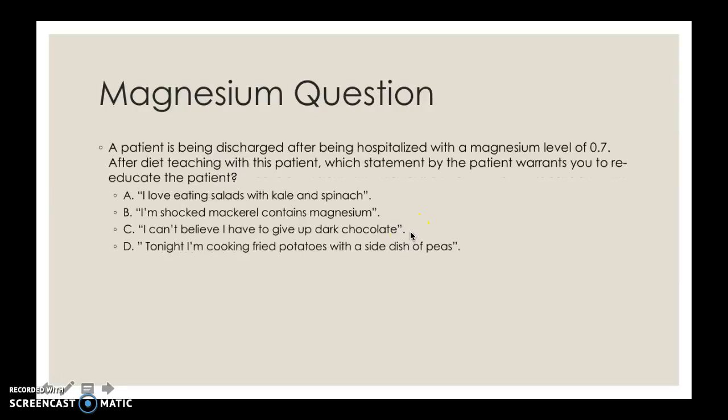Here's another question. A patient is being discharged after being hospitalized with a magnesium of 0.7. After diet teaching with this patient, which statement by the patient warrants you to re-educate the patient? A, I love eating salads with kale and spinach. B, I'm shocked mackerel contains potassium. C, I can't believe I have to give up dark chocolate. And D, tonight I'm cooking fried potatoes with a side of peas. The correct answer is C. Dark chocolate actually does have a lot of magnesium. This patient has low magnesium, so you want to make sure they understand what foods contain magnesium.